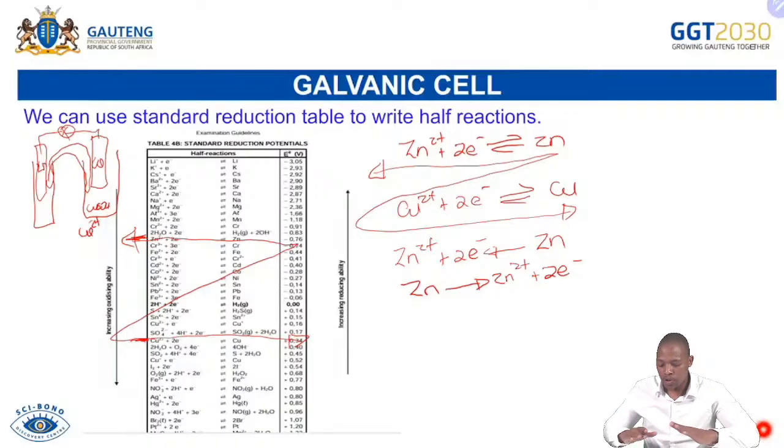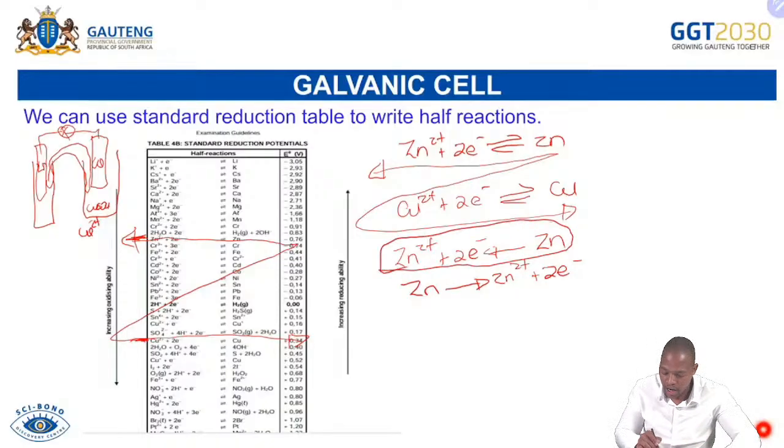You will see, right? So we have written it like this. But if you want to leave it like this, you are still fine, you will get your full marks. But this will get you no marks at all. Be careful, right? Then it's time to write the reduction half reaction.